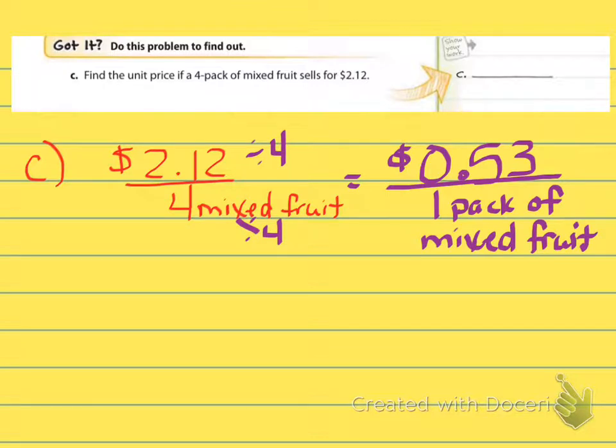All right, so here you can see I set it up as $2.12 over 4 mixed fruit, or a 4-pack. And when you divide both numbers by 4, you end up getting 53 cents per pack of mixed fruit. So be sure to include a decimal point in the proper spot along with your dollar sign.